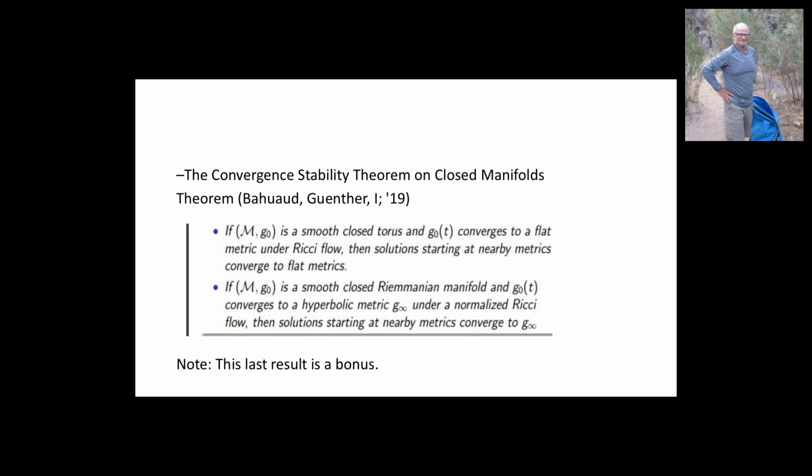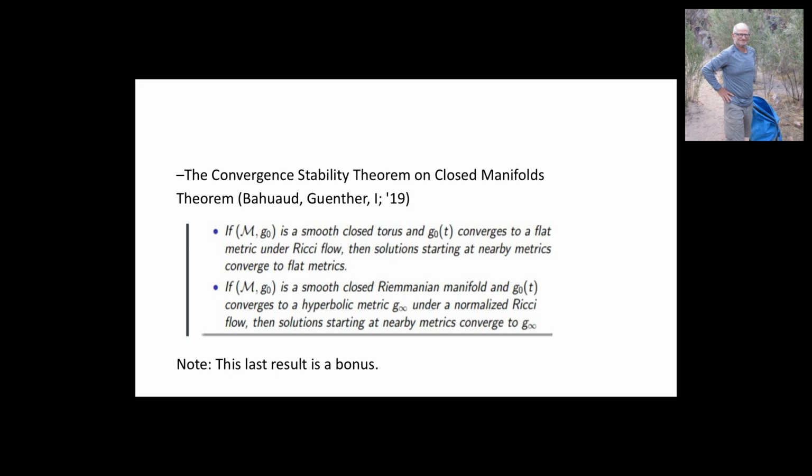Those again are results of Eric Bahuaud and Chris Guenther and I a couple of years ago. The first result says that if we have a background metric on a closed torus, and the Ricci Flow converges to a flat metric under Ricci Flow, then all solutions starting at nearby metrics, up to isometry necessarily, converge also to flat metrics.